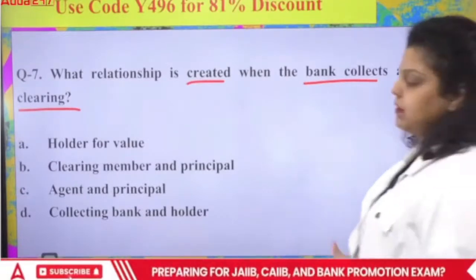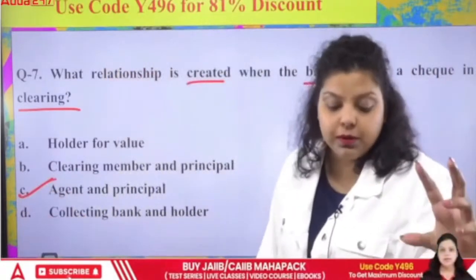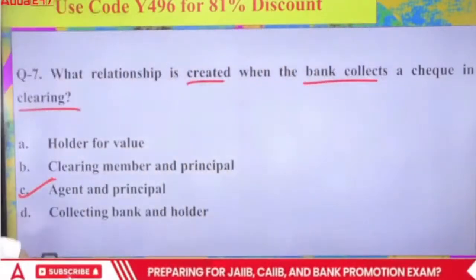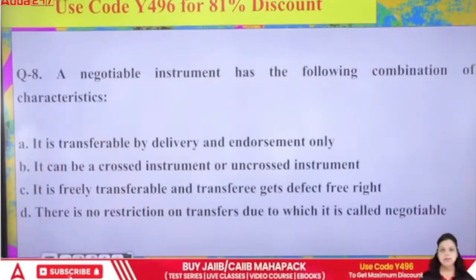Okay, so the right answer will be agent and principal. The bank will be the agent, and the customer will be the principal, because the bank is performing this activity on behalf of the customer. So the right answer is that an agent and principal relationship will be there between the bank and the customer. Now, next question.